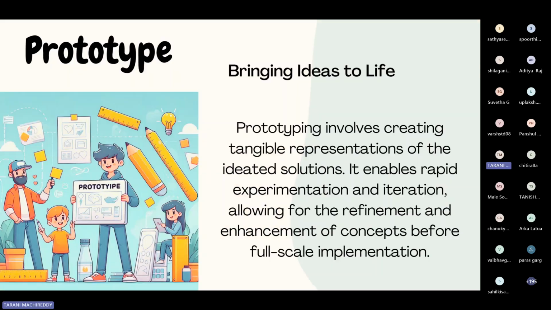So next we'll move on to prototype, where we bring ideas to life. You guys gave all these ideas. So now we'll think whether each and every idea is possible to implement or not in this prototype phase. Prototyping involves creating tangible representations of ideated solutions. As I mentioned, it creates a representation of the solution.